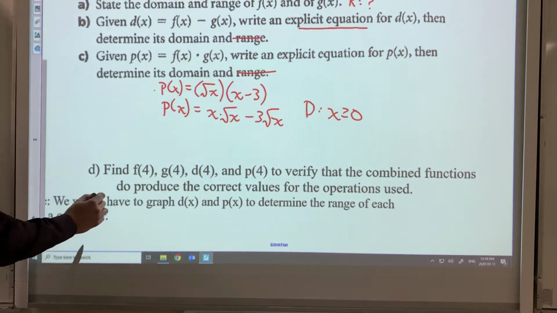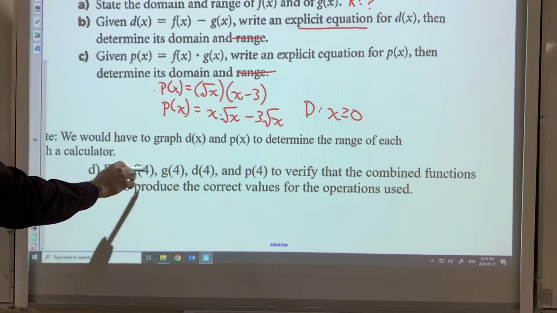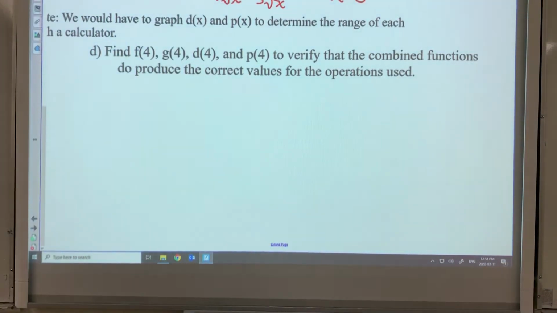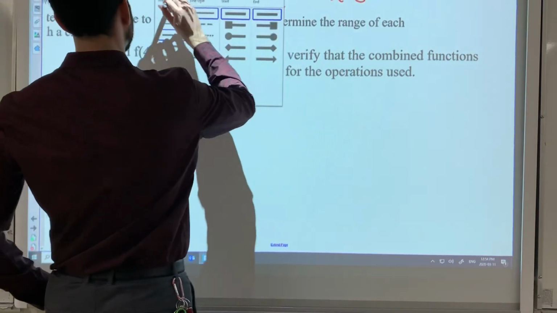Now I got a couple questions down here. I can put this over here now. What are we doing here? Finding a couple values to verify that the combined functions do produce the correct value. Sure, let's go and do that.